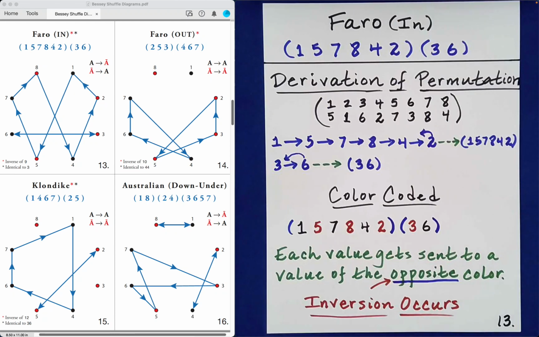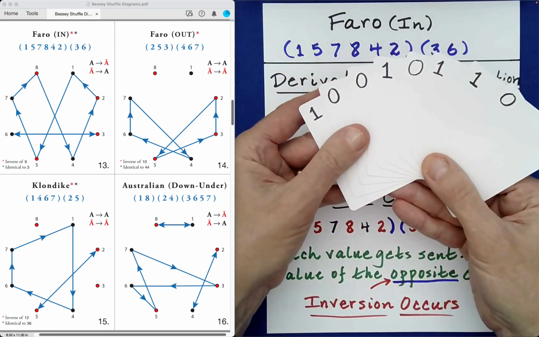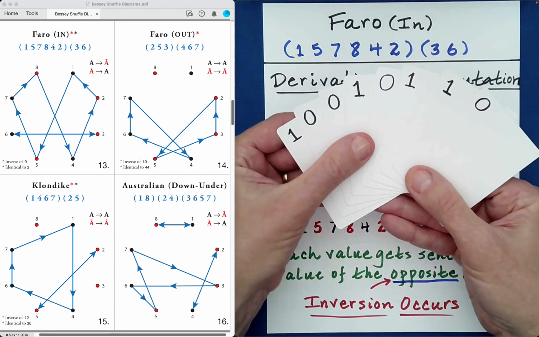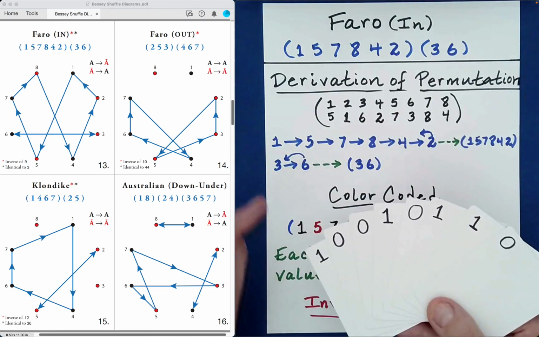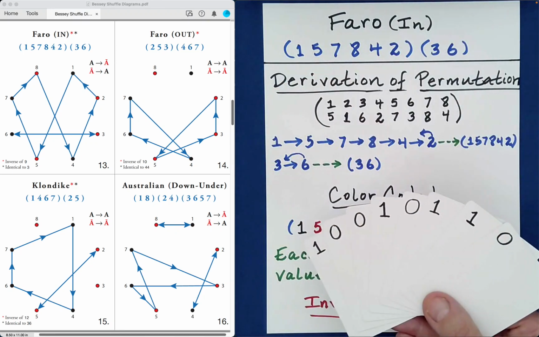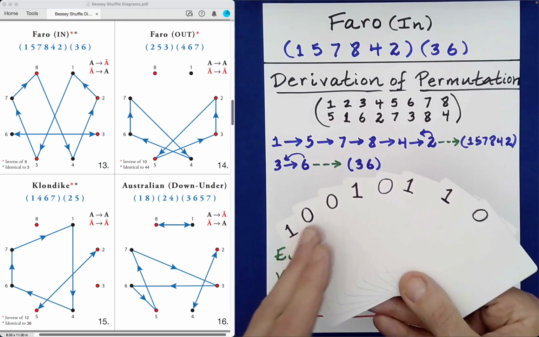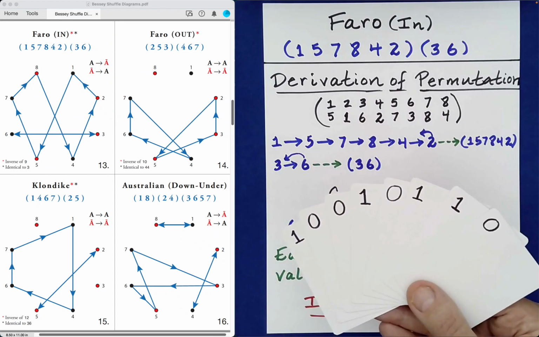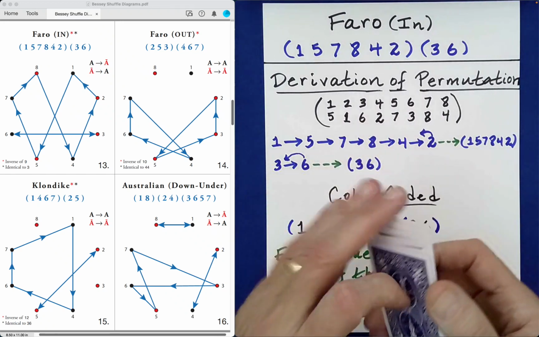So if we relate this to Bessey sequences and begin with the Bessey sequence 1, 0, 0, 1, 0, 1, 1, 0, this means that once this shuffle is performed, we will get an inversion of this sequence. So why don't we go ahead and quickly demonstrate that.